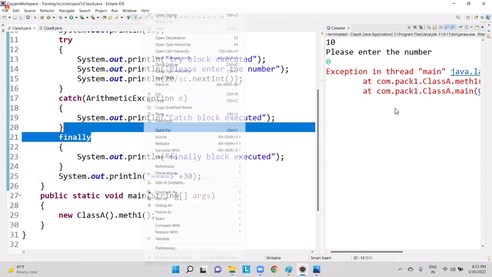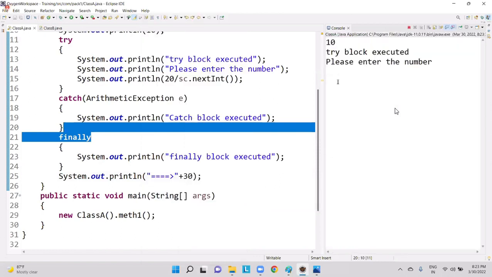Okay. Right click, run as Java application. Please enter the number. I'm entering 4, guys. Okay. Now, answer my question. Is the try block executed?